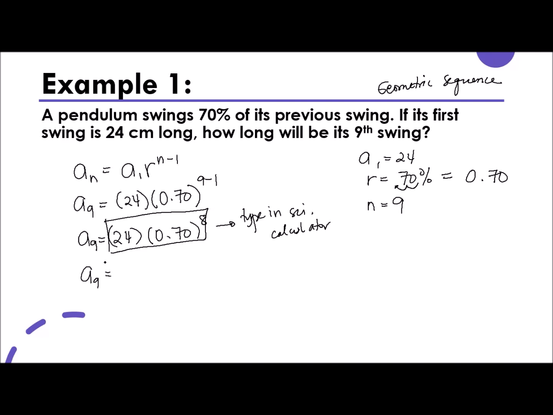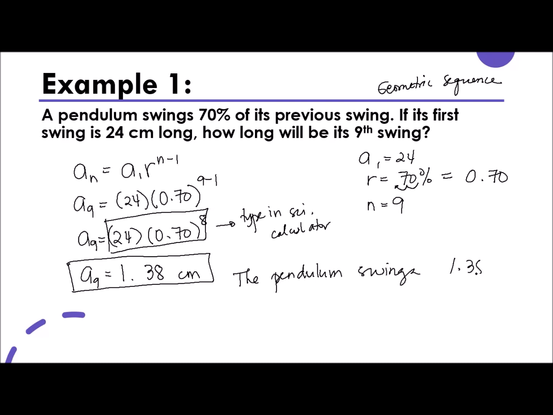Okay? So, 24 times 0.70 raised to 8, the answer there is, ang liit na niya, 1.38 centimeters. So, ganyan na po kaliit yung ninth swing. Okay? The pendulum swings 1.38 centimeters on its ninth swing. Okay? So, I hope that's clear with you.